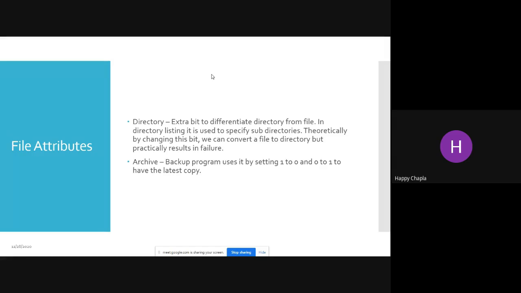Okay, now what is directory? So it is an extra bit to differentiate a directory from a file. Now in a directory listing, it is used to specify subdirectories. Theoretically, by changing this bit we can convert a file to a directory, but practically it results in failure. Now what is archive? So a backup program uses it by setting 1 to 0 and 0 to 1 to have the latest copy.